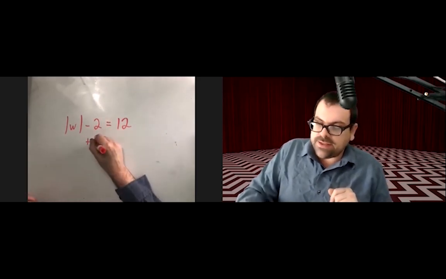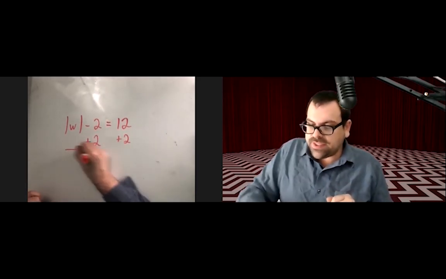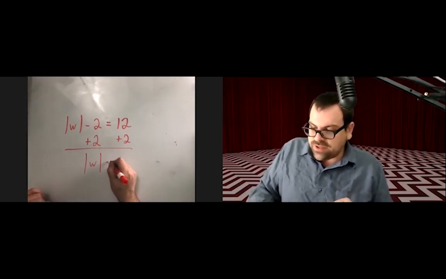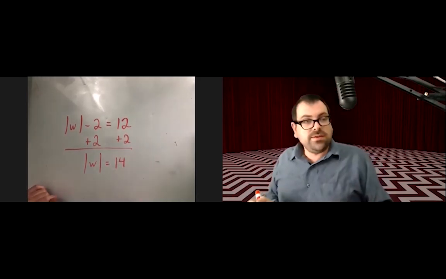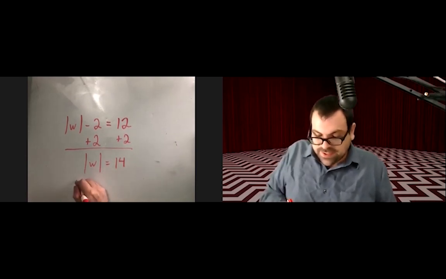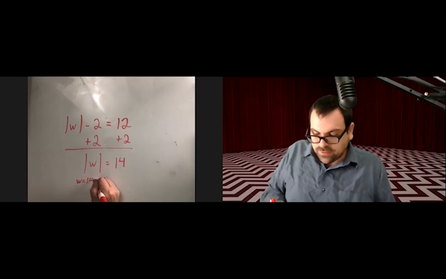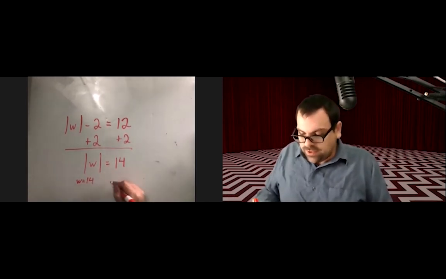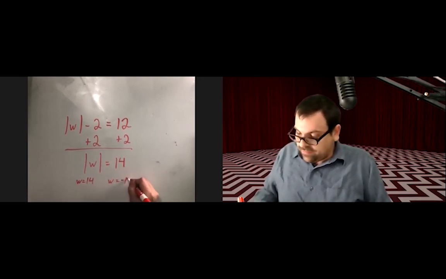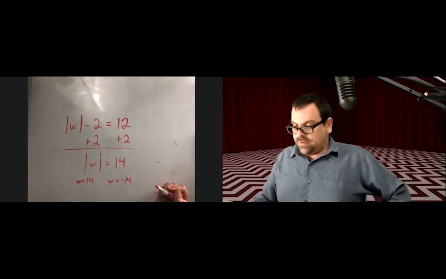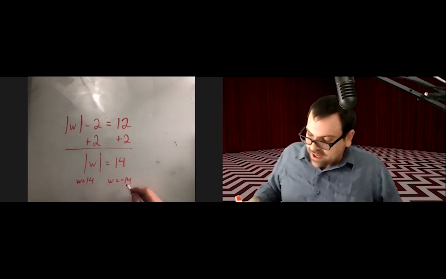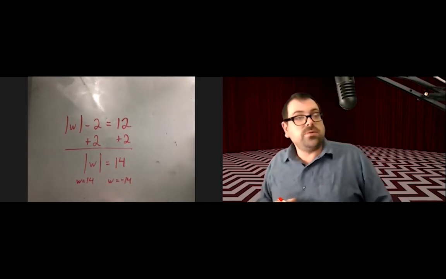We can get rid of minus 2 with adding 2 to both sides. This gives us the absolute value of W equals 14, which means our two equations: W, the stuff inside, is either equal to the positive 14, or W, the stuff inside, is equal to the opposite, negative 14. Because the absolute value of 14 is 14, and the absolute value of negative 14 is 14.